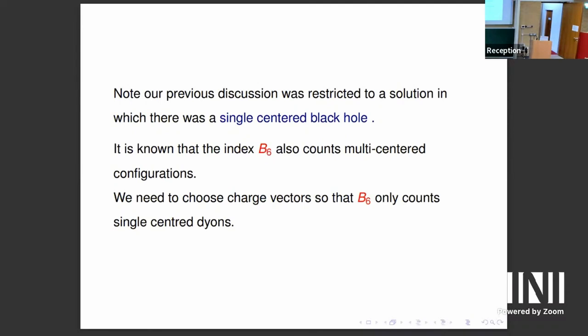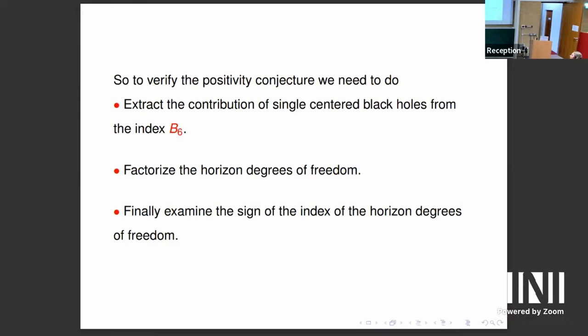Now, there's one more thing to be done. We have to focus on single-centered black holes, okay? And that also led to a lot of development. The index counts both multi-centered and single-centered, so we somehow have to focus on that. There are two ways of doing it, actually. This is just a summary because the thread of arguments is quite large. So we have to extract the single-centered black holes from the index, factorize the horizon degrees of freedom, and then examine the sign of the index.